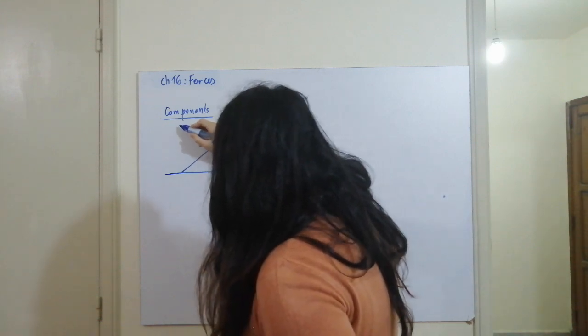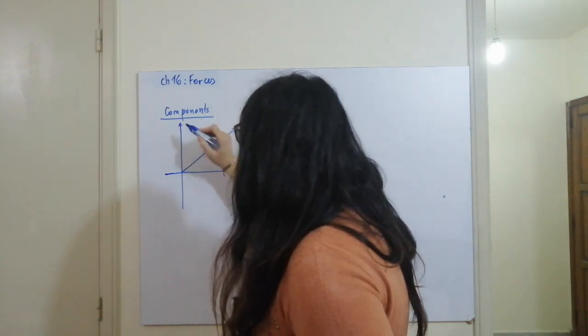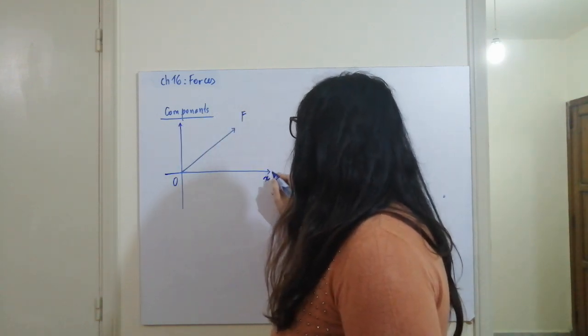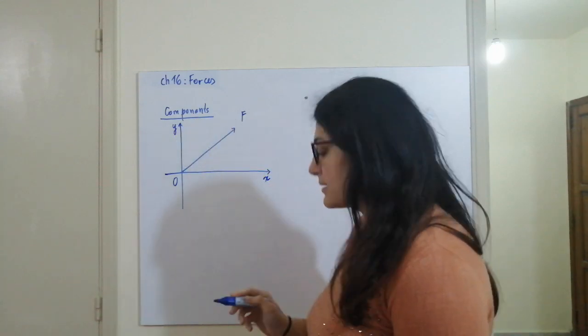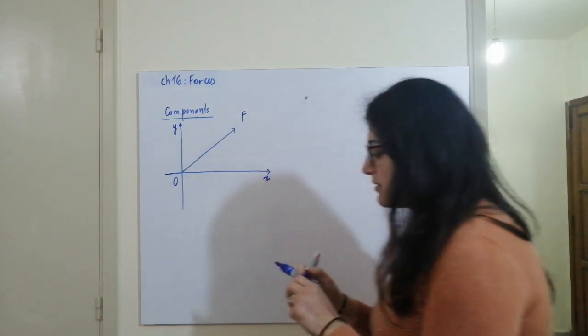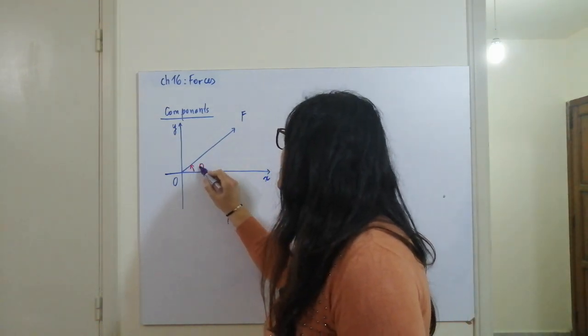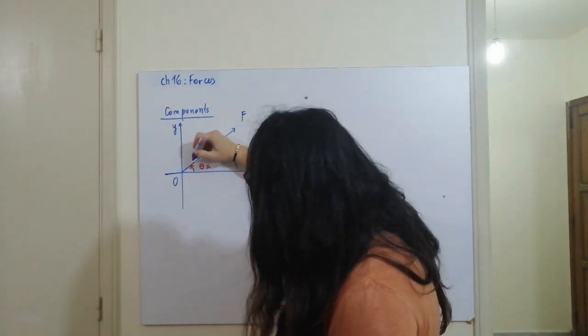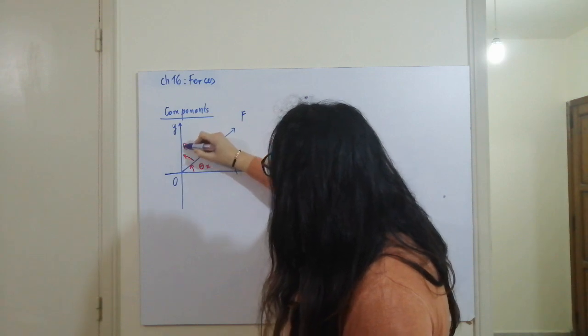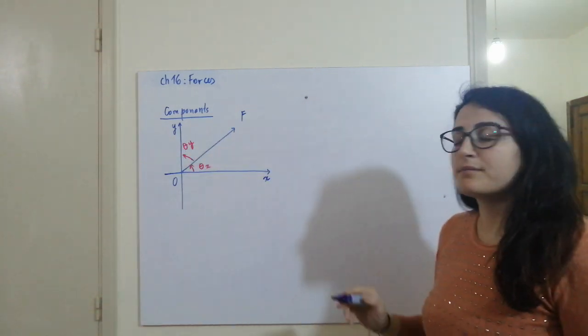I have OX and OY. So the angle with the horizontal, from here I'll call it theta x. I have another angle in here, it's theta y.